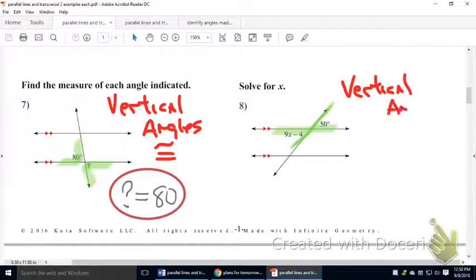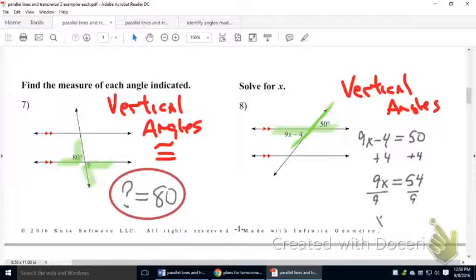On this side, once again, identify that they're vertical angles. Once we know they're vertical, we know they're equal. And when we know they're equal, we have an algebra equation. Raise your hand with questions.